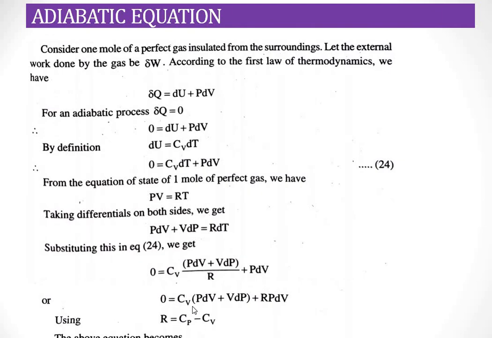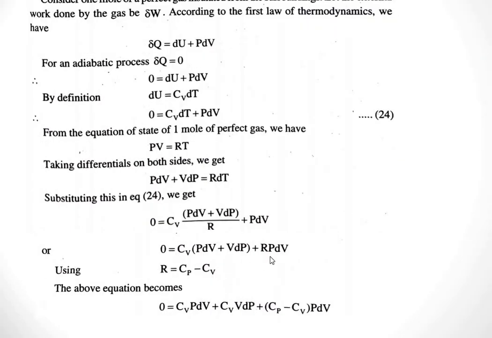So this can be written as Cv into (PdV plus VdP) plus R PdV. So R came from this expression. When we take R outside, we have to multiply this term with R, then only we can take R to the left-hand side of the equation. So what is R? R is nothing but Cp minus Cv. So we substitute R as Cp minus Cv. So this is Cp minus Cv into PdV. So this is the equation.